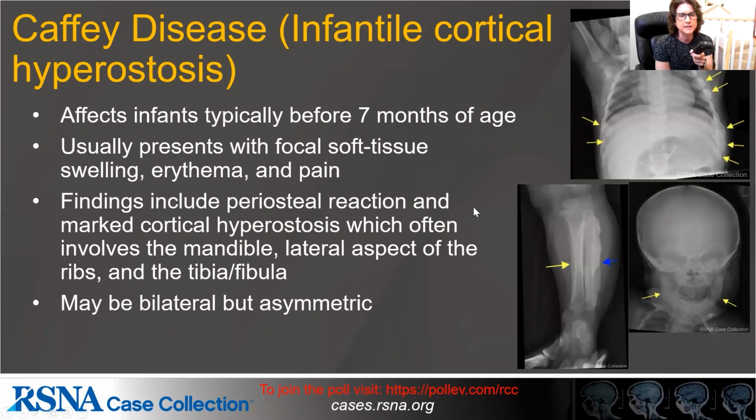Caffey disease typically affects very young infants, usually before the age of 7 months, and presents with focal soft tissue swelling, erythema, and pain. And you can see the arrows on some of the findings here along the lateral ribs, the hyperostosis along the long bones. In this case, it was the tibia and fibula, and the mandible is often characteristically involved as well. It may be bilateral, but is often asymmetric.